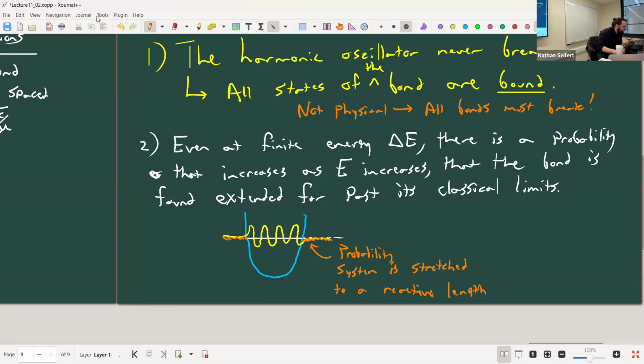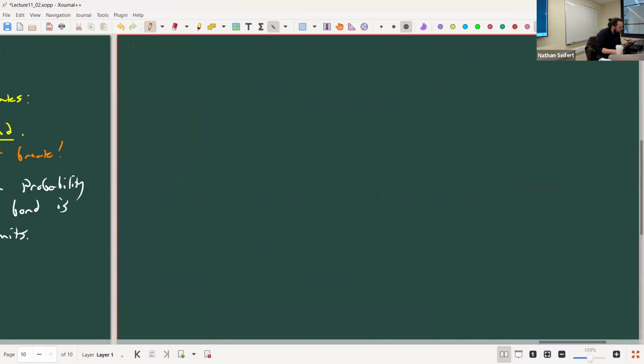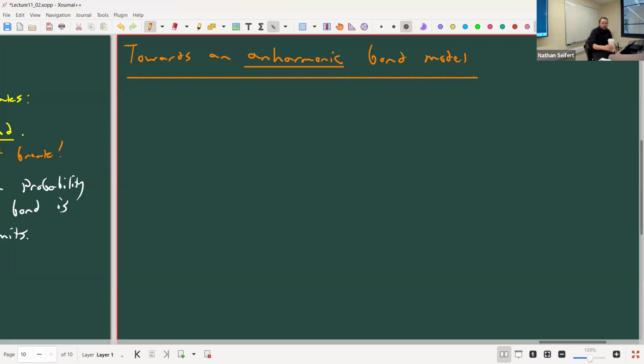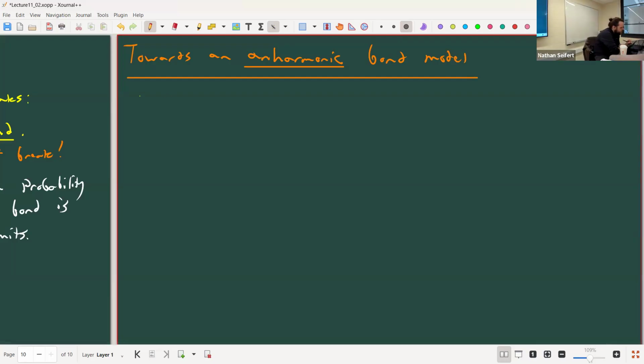So let's think about the chemistry a little bit. Towards an anharmonic bond line. I want to think about what this function is going to look like at different length scales. So let's first think around the equilibrium bond length.